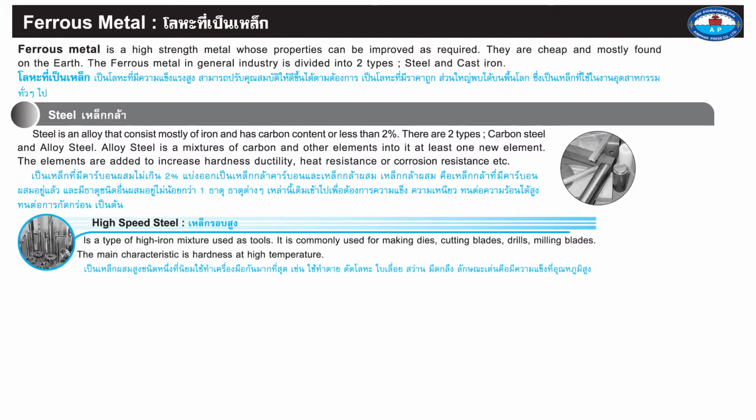High-speed steel is a type of high iron mixture used in tools. It is commonly used for making dies, cutting blades, drills, and milling blades. The main characteristic is hardness at high temperature.